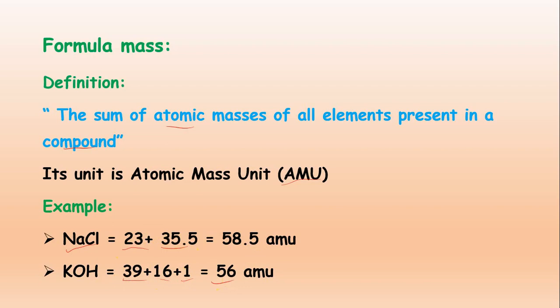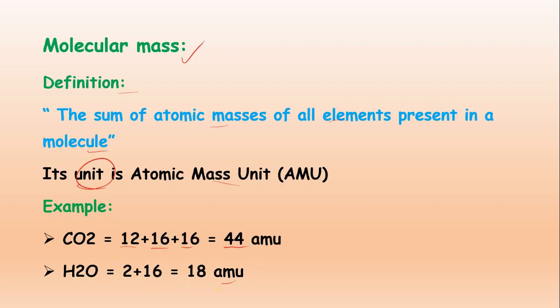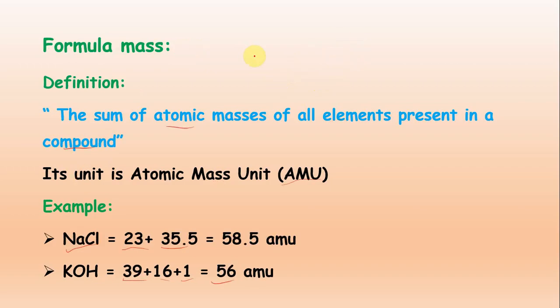So what is the difference between formula mass and molecular mass? In molecular mass we mostly write molecules having covalent bonding, or we count the covalent compounds. But when we discuss formula mass, we write the ionic compounds and there will be ionic bonding. So this is the main difference between formula mass and molecular mass.